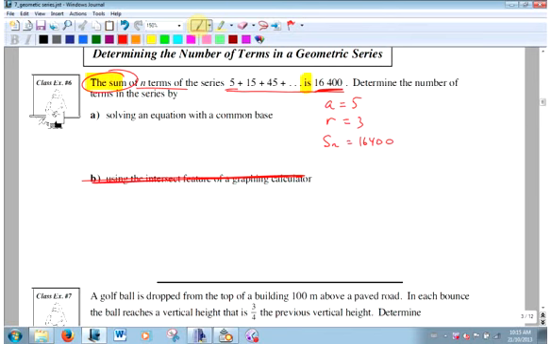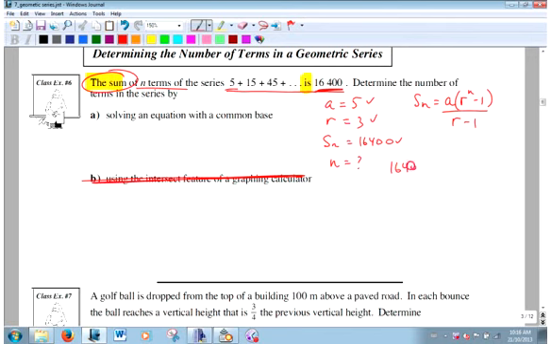Okay? What am I trying to find? Which is the formula that has an n in it? This guy. Okay? So if I need to solve this for n, I better know everything else. Do I know the sum? Yes. Do I know a? Yes. Do I know r? Check. Okay? Got everything else. I should be able to solve that.